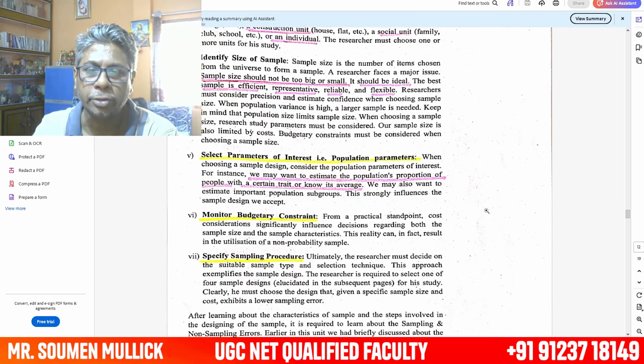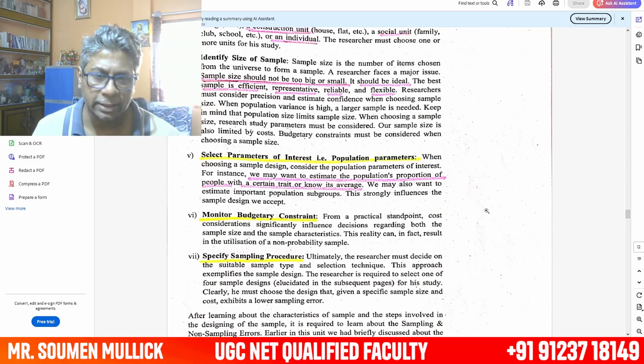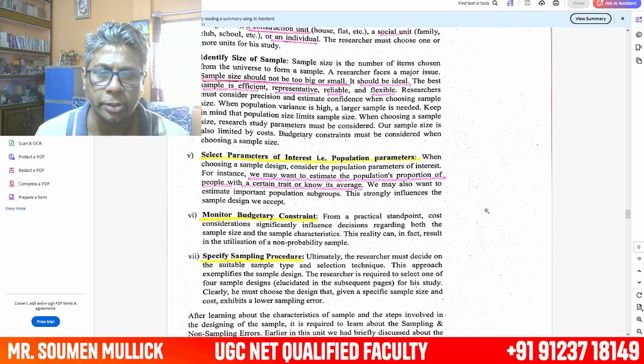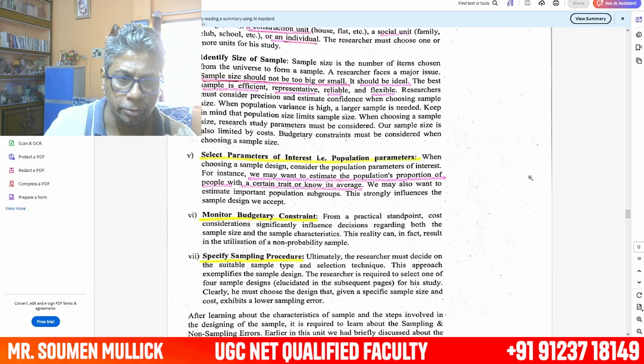Select the parameter of interest or population parameter. We may want to estimate the population proportion of people with a certain trait, or know its average. The population mean is called the parameter.